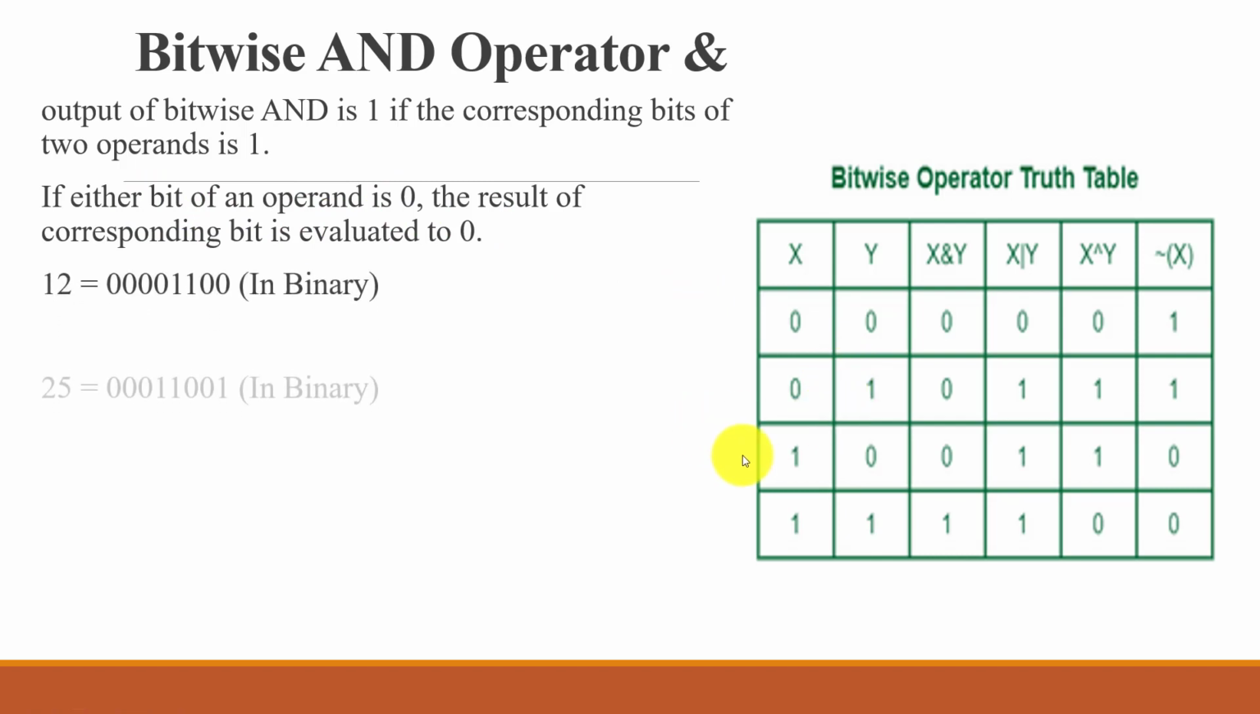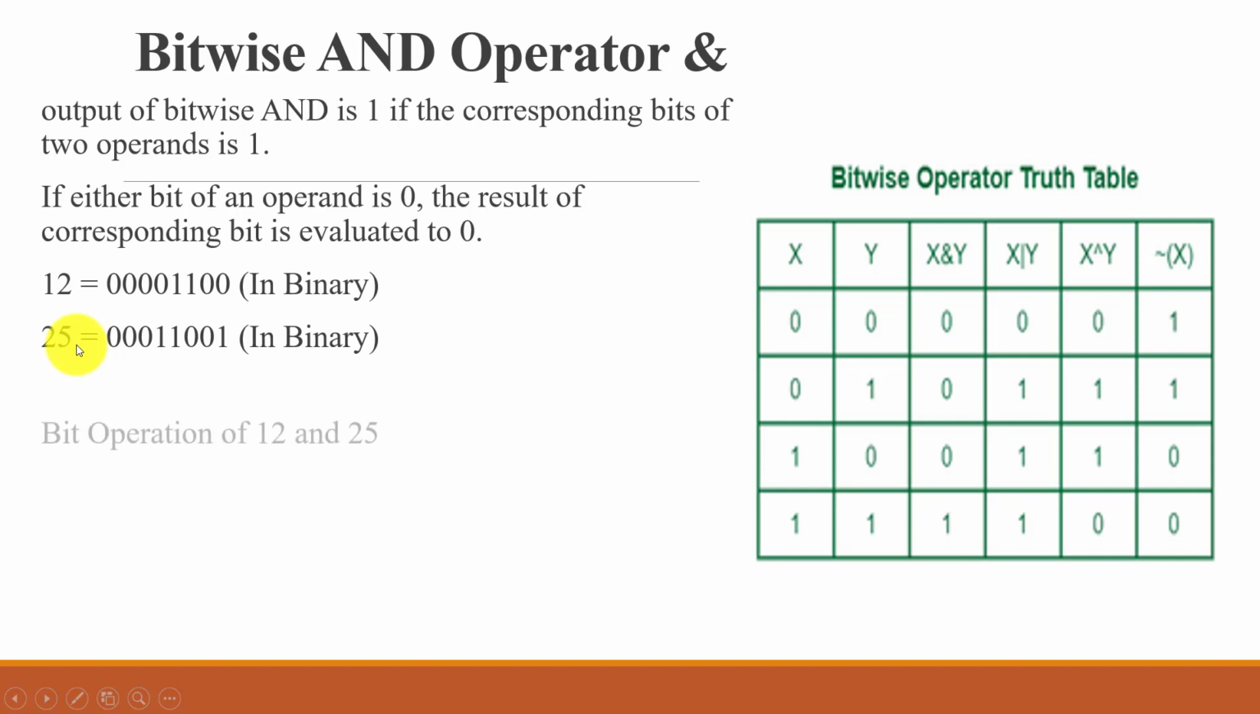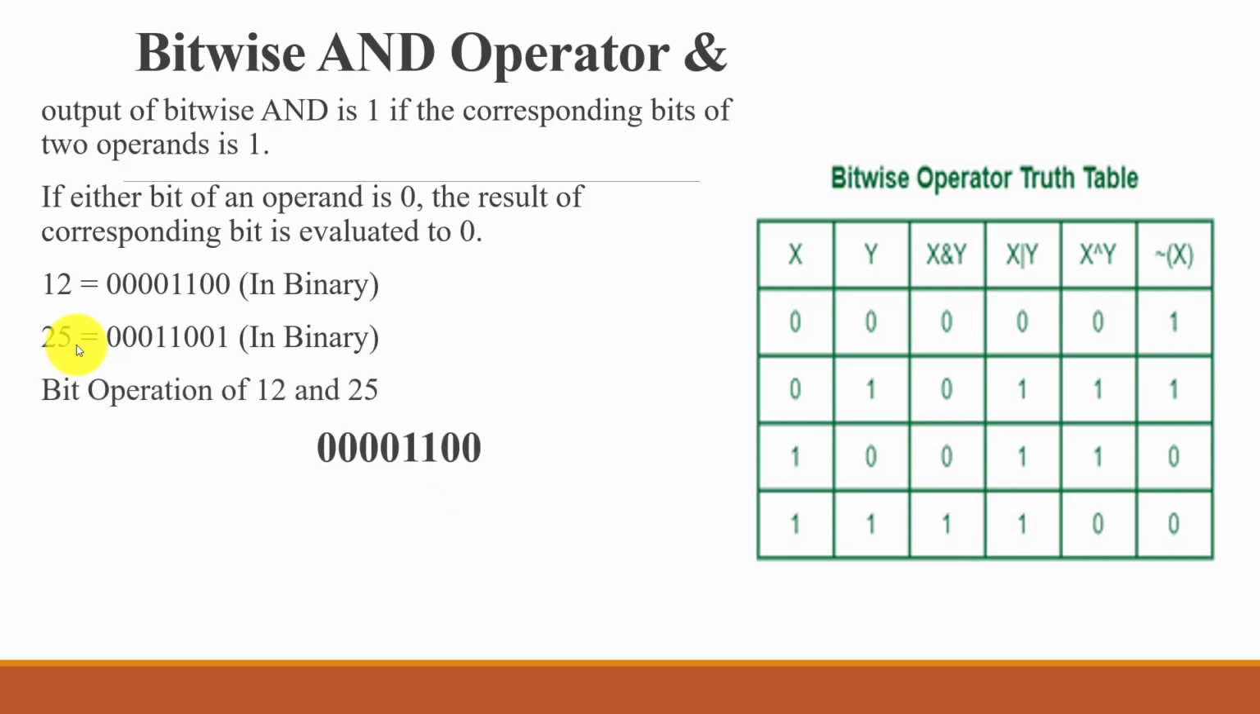So let's understand it with one example. As it acts on bits, you must know how to convert decimal to binary, represented as an 8-bit pattern. First, to convert decimal to binary, we divide 12 by 2 repeatedly and consider the remainders from bottom to top. We convert 12 and 25 to binary, and then perform an AND operation on them.